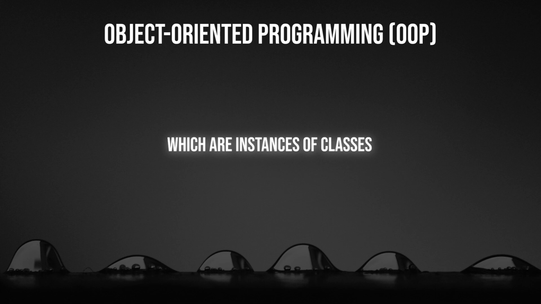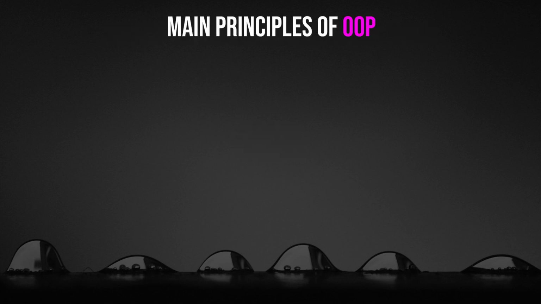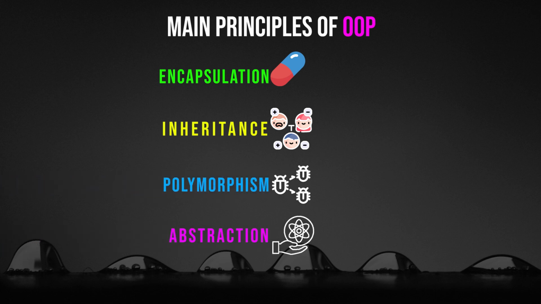of classes. It allows developers to create more modular, reusable, and maintainable code. Main principles of object-oriented programming: encapsulation, inheritance, polymorphism, and abstraction.